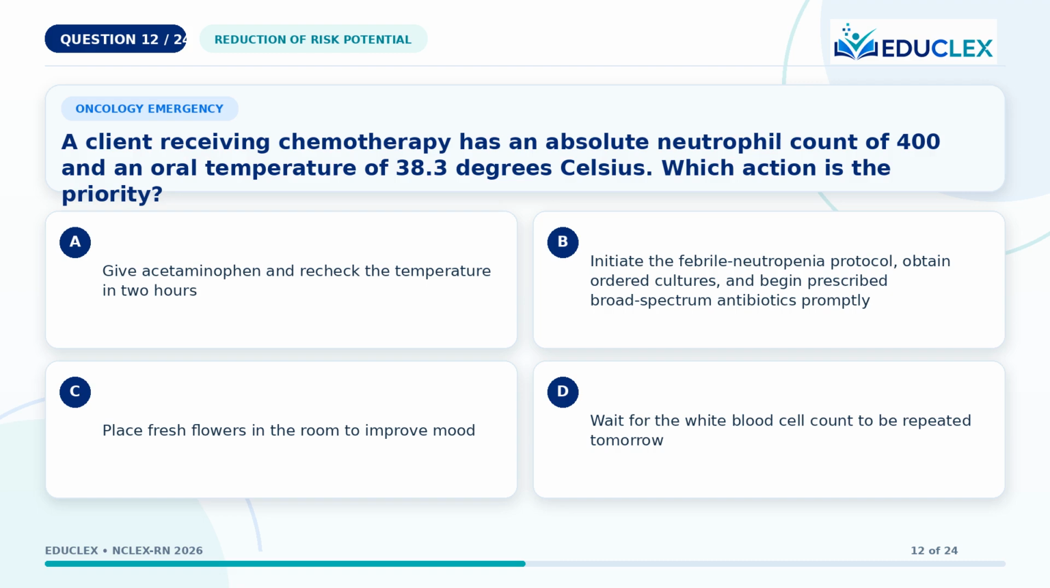Question 12. A client receiving chemotherapy has an absolute neutrophil count of 400 and an oral temperature of 38.3 degrees Celsius. Which action is the priority? Option A. Give acetaminophen and recheck the temperature in 2 hours. Option B. Initiate the febrile neutropenia protocol, obtain ordered cultures, and begin prescribed broad-spectrum antibiotics promptly. Option C. Place fresh flowers in the room to improve mood. Option D. Wait for the white blood cell count to be repeated tomorrow.